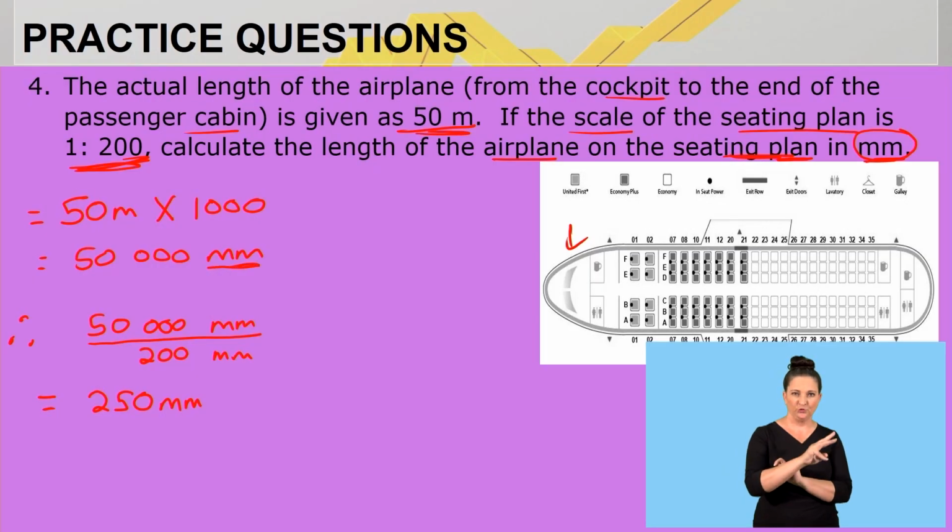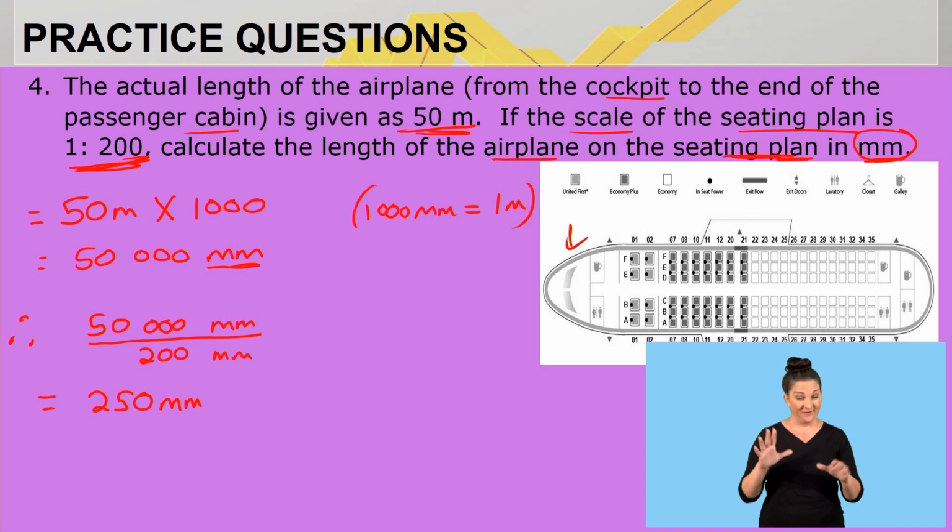So first of all, I took my actual length, 50 meters, and I converted that to millimeters. Remember, my answer must be in millimeters. How did I do that? I took my actual length, I multiplied by the scale factor basically, or the conversion factor here of 1,000. Why? Because 1,000 millimeters equals 1 meter. Are we clear? That's why I've multiplied it with 1,000.